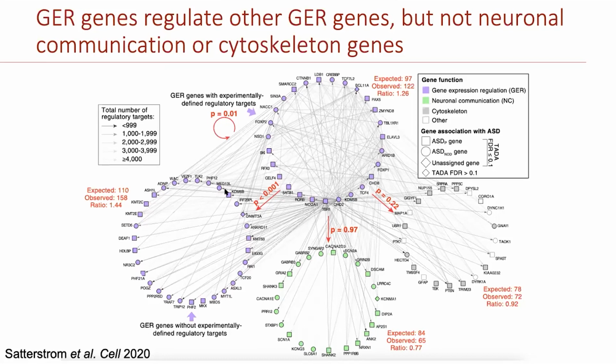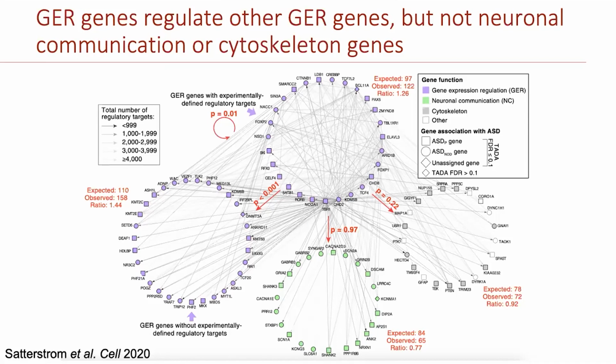Secondly, do they regulate other gene expression regulators? And again, the answer is yes, shown by this p-value here. We see far more interactions there than we would expect. But if we then ask, do they regulate neuronal communication genes? The answer is no. We see less than we expect by chance. And similarly with cytoskeleton, we see less than we expect by chance. And so this is some slightly tenuous data that the simple relationship, that the gene expression regulatory genes regulate neuronal communication genes, doesn't seem to be supported.